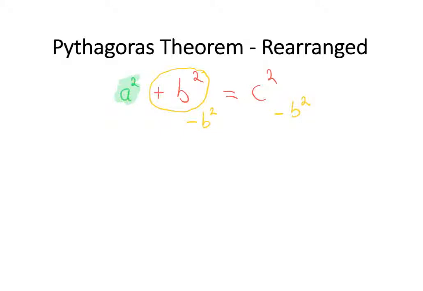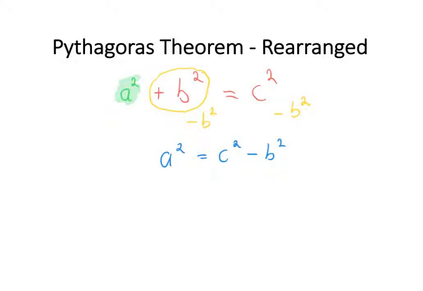So now that I've subtracted b squared from both sides, my rule is going to become a squared, and I've got nothing left on the left-hand side because I have gotten rid of my b squared. So a squared stays on its own. So a squared is equal to c squared minus b squared. And I can use this rearranged formula if I know my hypotenuse side or my c side and I want to find out a missing smaller side. So a squared is equal to c squared minus b squared.